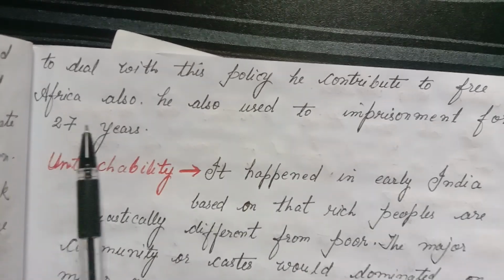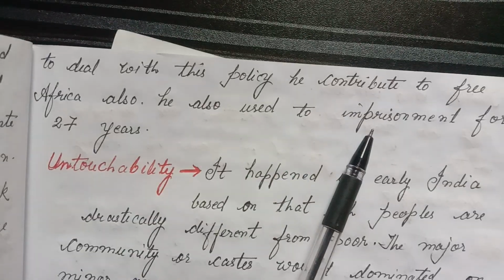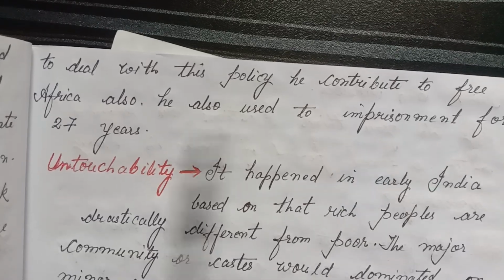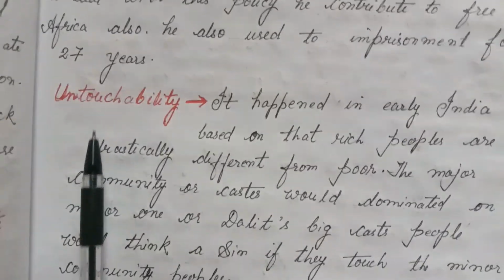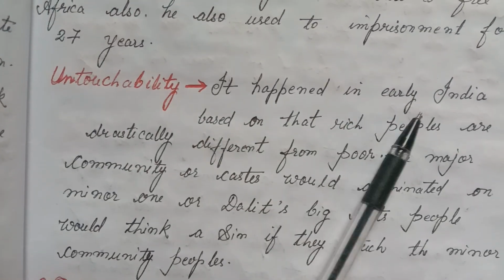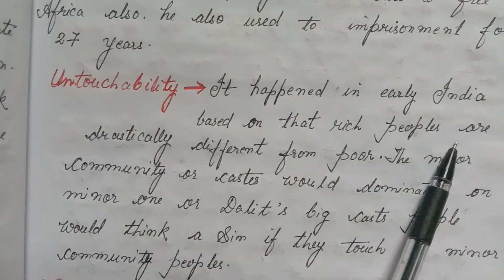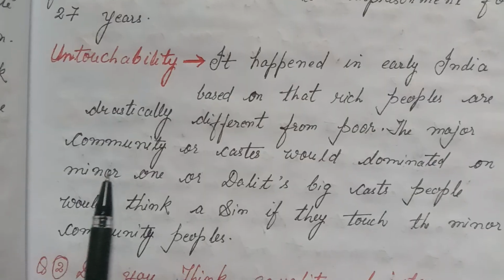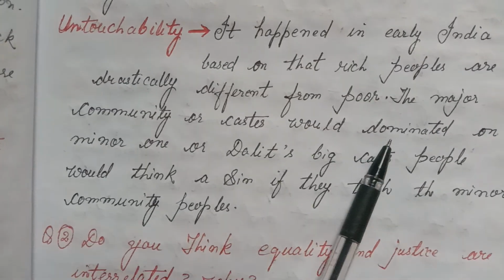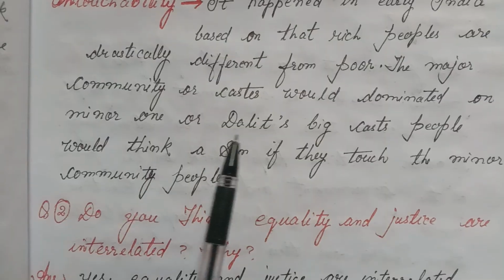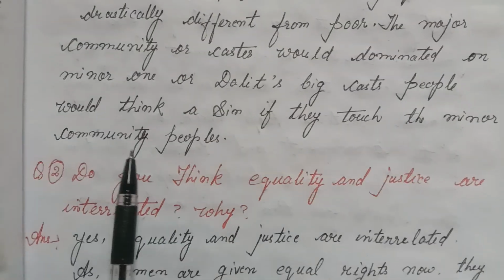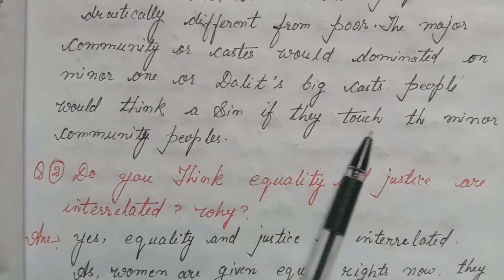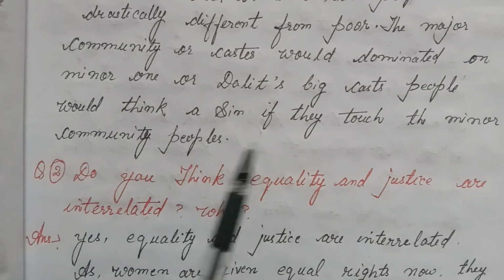He contributed to free Africa. He also faced imprisonment of 27 years. Untouchability. It happened in early India, based on the idea that rich people are drastically different from poor. The major communities or castes would dominate the minor ones or Dalits. Big caste people would think it a sin if they touch the minor community people.